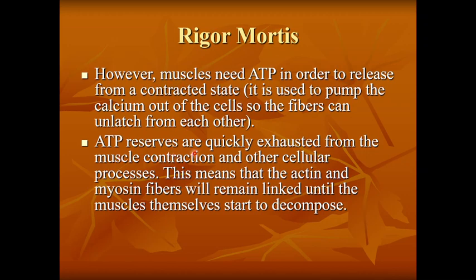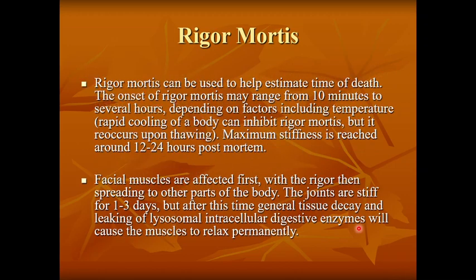ATP reserves are quickly exhausted from the muscle contraction and other cellular processes. This means that the actin and myosin fibers will remain linked until the muscles themselves start to decompose. This is rigor mortis. Now, rigor mortis can be used to help estimate time of death. The onset of rigor mortis may range from 10 minutes to several hours, depending on factors including temperature.